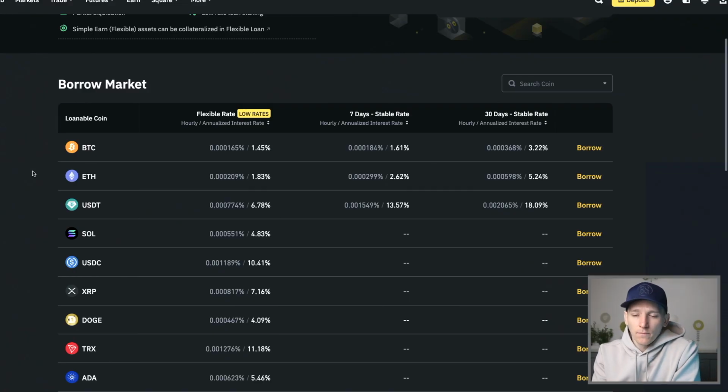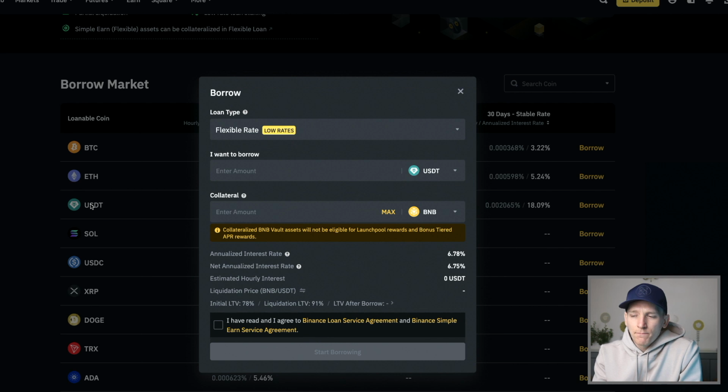Here are the important details you'll need to know before taking out any loans on Binance Loans. So the first one is loanable coin. This is what we want to borrow. So what I'm going to do is go down to USDT, click this. So I'm going to be borrowing USDT, and my collateral, I can have that as any of the supported assets: BNB coin, Bitcoin, ETH, many other of the major assets you can use.